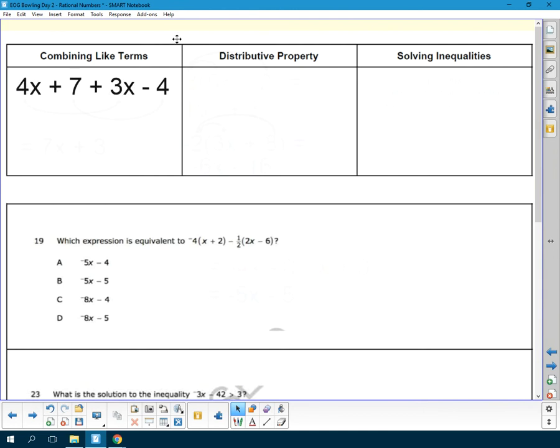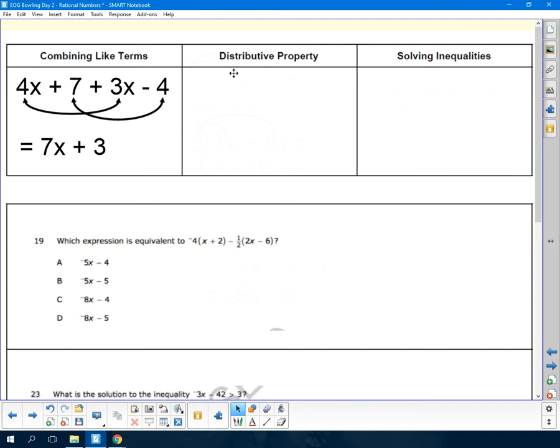When you combine like terms, you might see a math sentence just like this one, 4x plus 7 plus 3x minus 4. Your job is to combine the terms that you can put together, the like ones. You can put 4x and 3x together. You can put 7 and minus 4 together. 4x plus 3x is 7x. And 7 minus 4 is positive 3. So you can write your final expression as 7x plus 3. Look at that. I just combined some like terms.